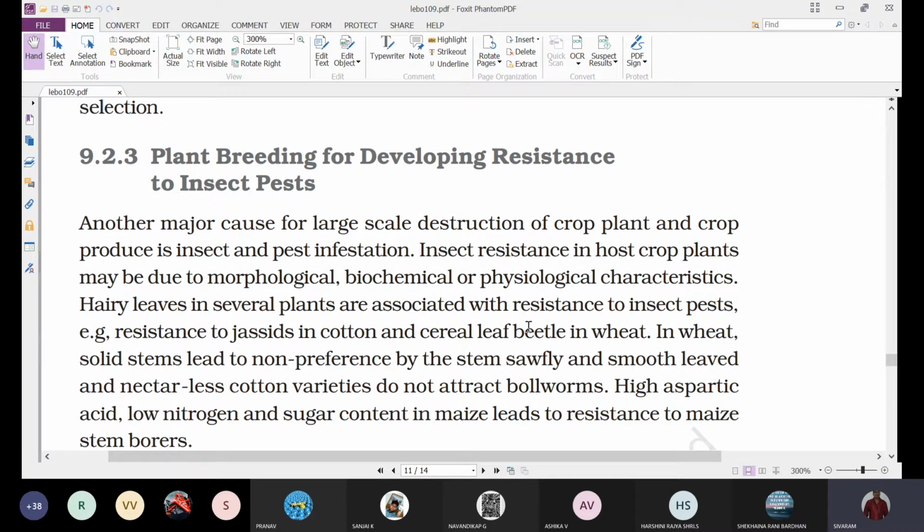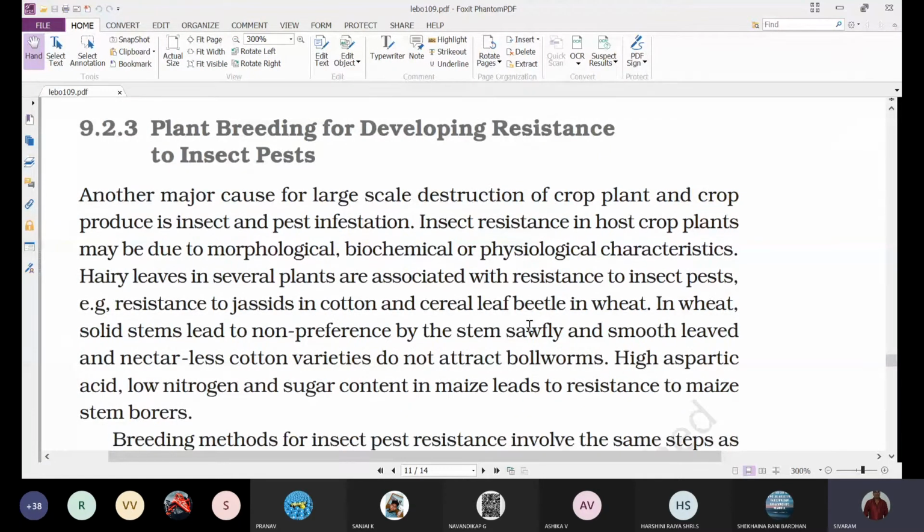That is about disease, the development of plant varieties to develop disease resistance. And next, plant breeding for developing resistance to insect pests.